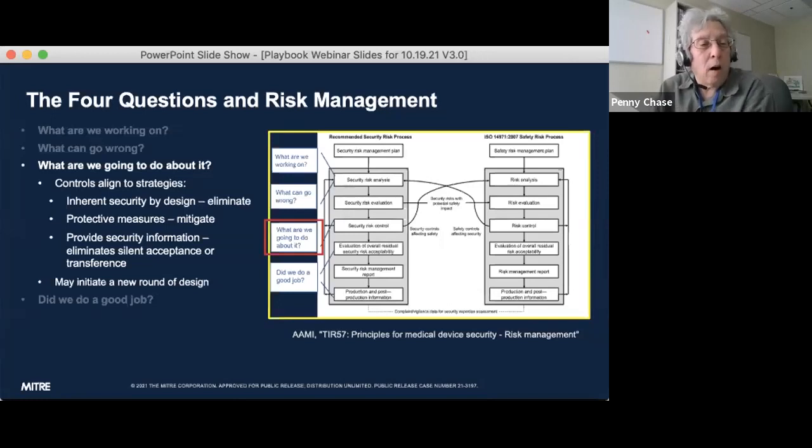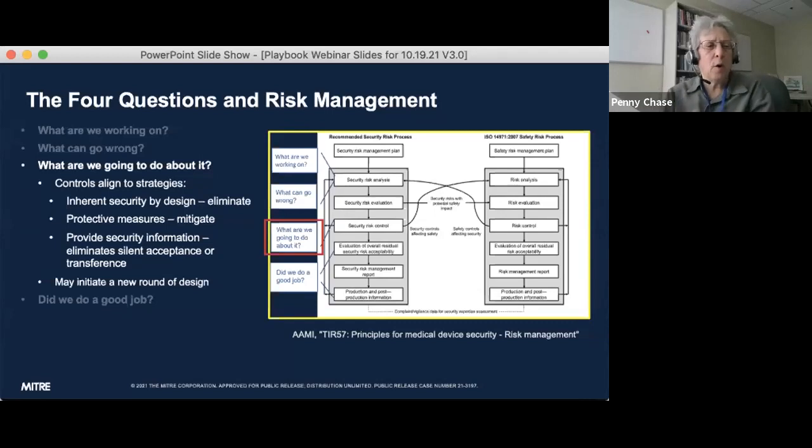Matt talked about 4 strategies, and the controls described in AAMI TR 57, which derive from ISO 14971, are inherent security by design, protective measures, and providing security information. So we can see that inherent security by design maps to the elimination strategy. Protective measures maps to the mitigation strategy, and providing security information means that you're going to be transparent about what you're doing.